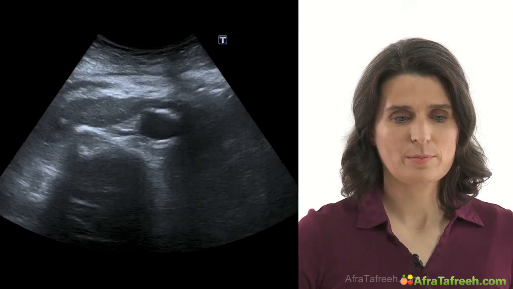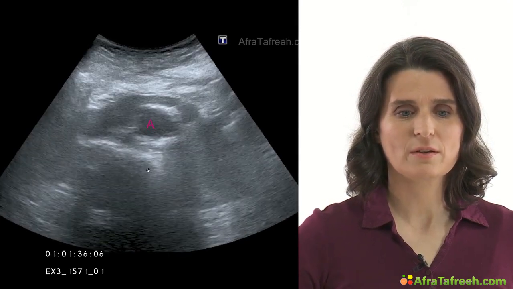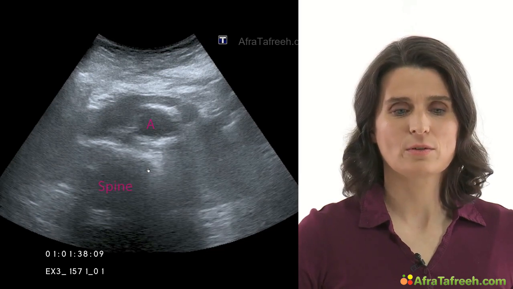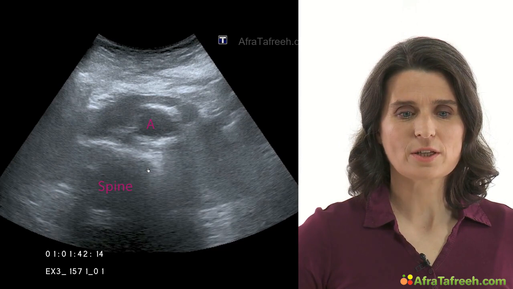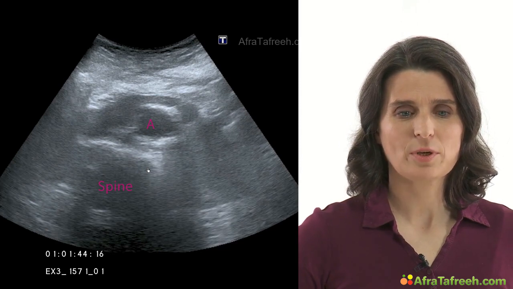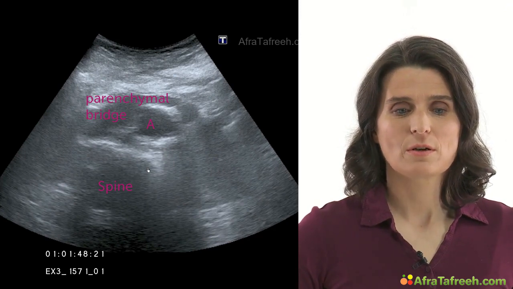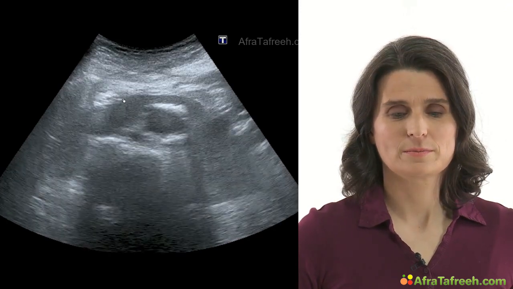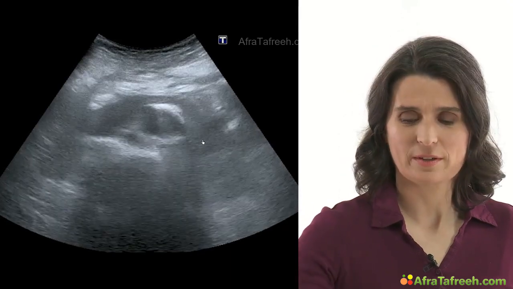The next clip shows us the aorta over here, the spine over here, and we can detect the structure, hypoechoic. This is the parenchymal bridge of the horseshoe kidney. This is where the two kidneys are merged together.